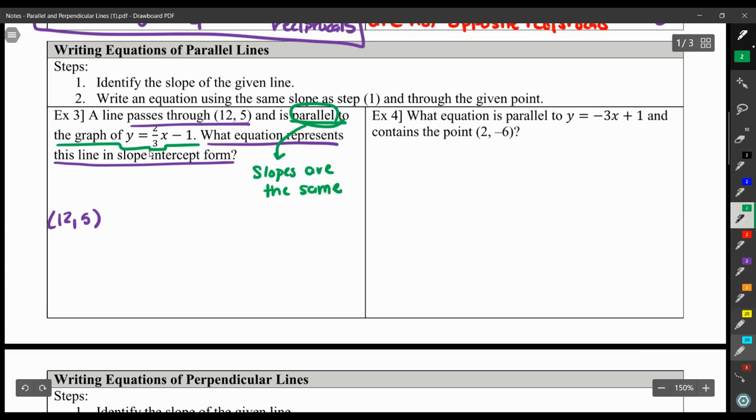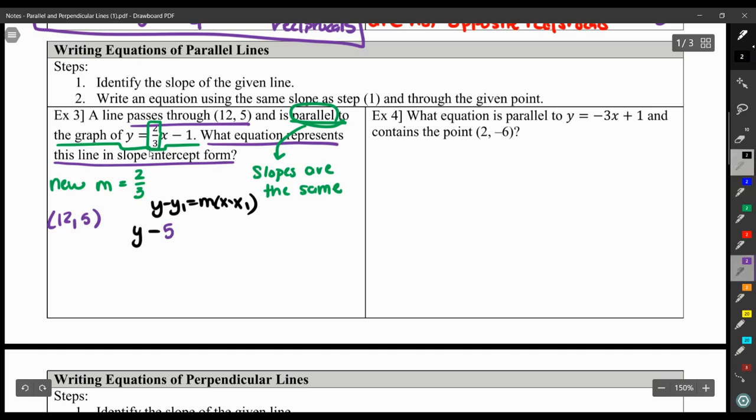So if this y equals 2/3 x minus 1 is the old line that I'm comparing to, that means my new slope, the one that I'm creating, has to have the same slope as the old line. So the slope of the old line is 2/3. So to be parallel to that, my new slope also has to be 2/3. Well, now I have a slope and a point for my new line. So I can start writing this equation in point slope form. And so let's plug in what we have. So y minus y1, which is a 5, equals m, which is my 2/3, that's the new slope, times x minus x1, which is a 12.